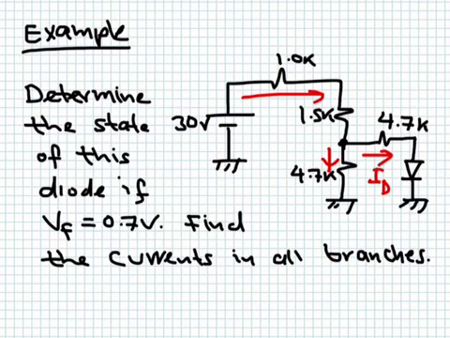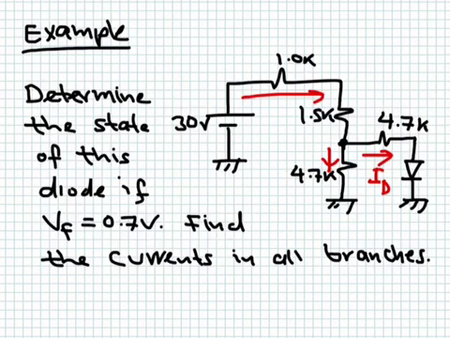Okay, let's take a look at this example. We have a network of resistors and we have this diode. We'd like to determine the state of the diode. Is it on, off, or in breakdown? And we'd like to determine the current and voltage everywhere in this circuit. So you can see we have to make an assumption: is it in the forward region, breakdown region, or is it off?